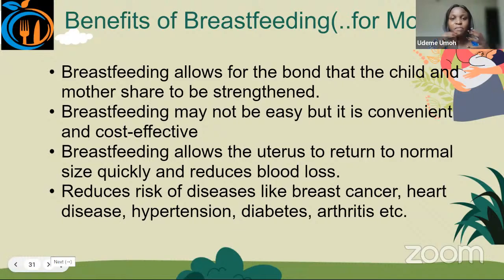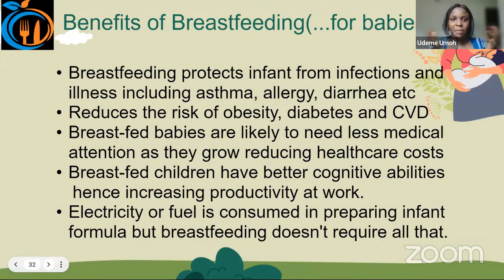Also reduces the risk of cancer in women, heart disease, diabetes, and arthritis. Next slide, please. Okay, for the babies now. One of the things I like about breastfeeding is that I stumbled on a study recently that says that when you introduce a child to formula early, you expose that child to having allergies.